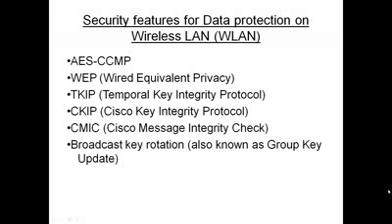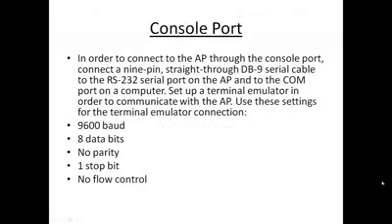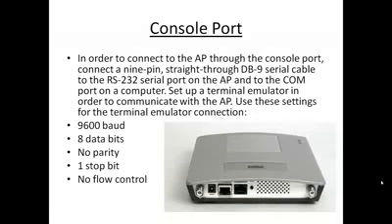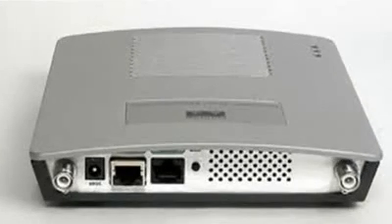Now let's see how to configure the access point. We can use various methods in order to configure the access point, like GUI, CLI, and console port. In order to use the console port, we need to connect to the access point through the console port using the 9-pin straight-through DB9 serial cable to the RS-232 serial port on the access point and the COM port on the computer. Set up a terminal emulator in order to communicate with the access point with the following parameters. In case the device is not accessible after these settings, make sure the access point is in default status.